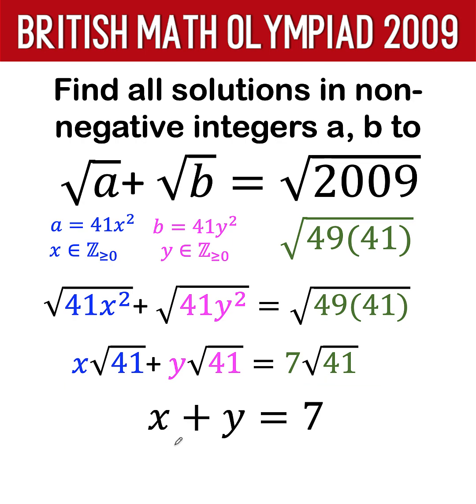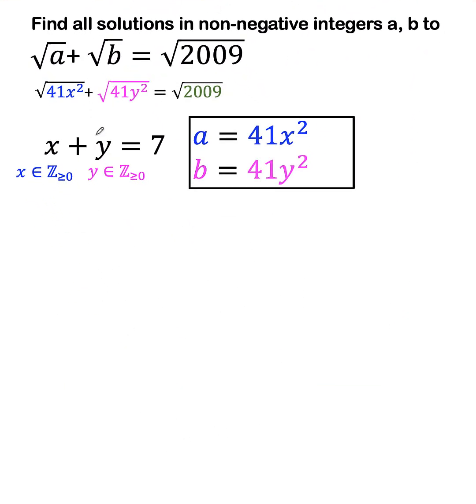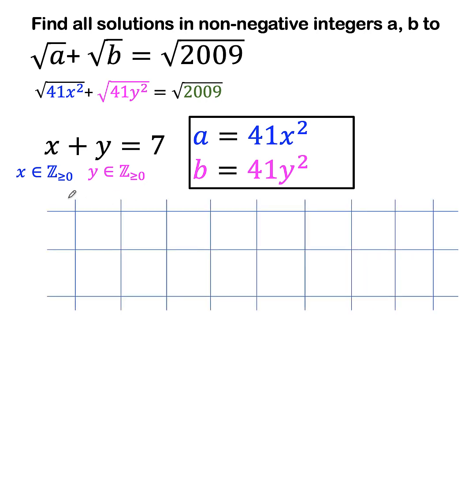And this condition now is what we need in order to identify the solution set for a and b. So we know now that x plus y is equal to 7, where x and y are both non-negative integers. So we can now form this table. We assign values for x and y subject to this condition. If x is 0, y must be 7, so that x plus y equals 7. If x is 1, y must be 6. Again, the sum is 7. And the same explanation for the rest of these pairs.